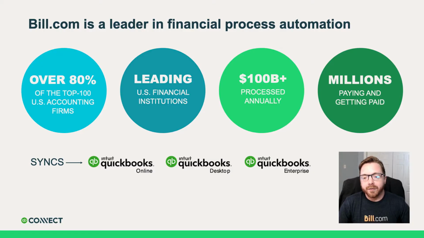Bill.com is a leader in financial process automation, trusted by over 80% of the top 100 U.S. accounting firms and their clients. We partner with leading U.S. financial institutions, and over $100 billion is processed annually through our platform. Millions are paying and getting paid with Bill.com. We integrate with leading Intuit solutions: QuickBooks Online, QuickBooks Desktop, and Enterprise.